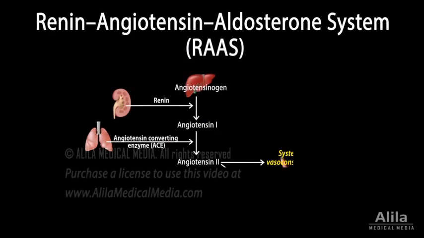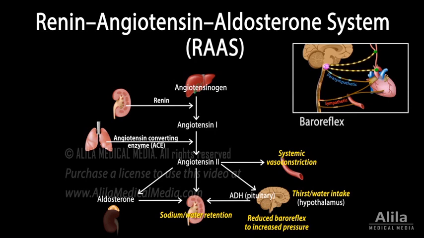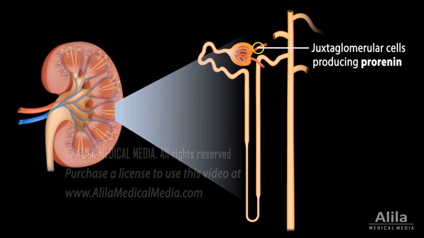The renin-angiotensin-aldosterone system, RAS, is a hormonal system that controls blood pressure. While baroreflex is a short-term response to sudden changes in blood pressure, RAS is responsible for long-term regulation. In the kidneys, within the walls of afferent arterioles, there are specialized cells producing pro-renin called juxtaglomerular cells.